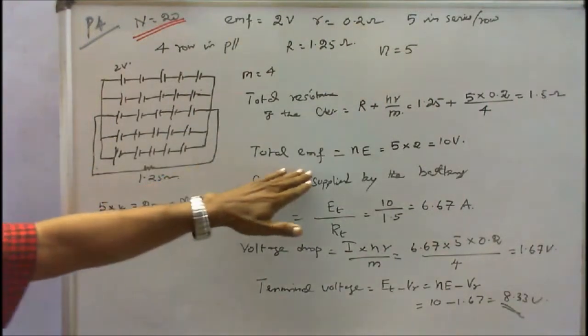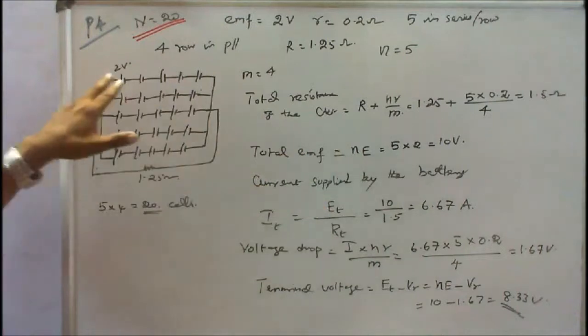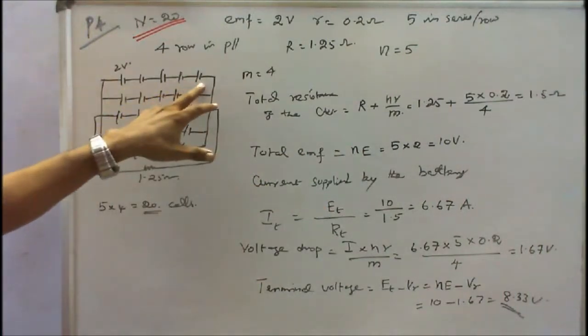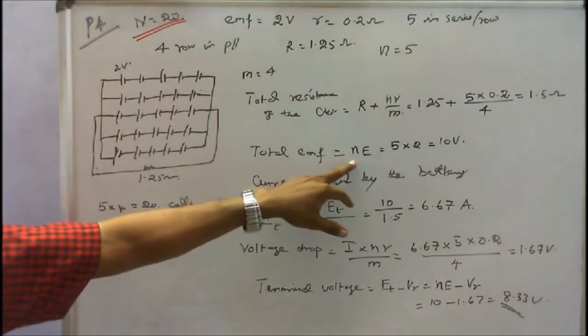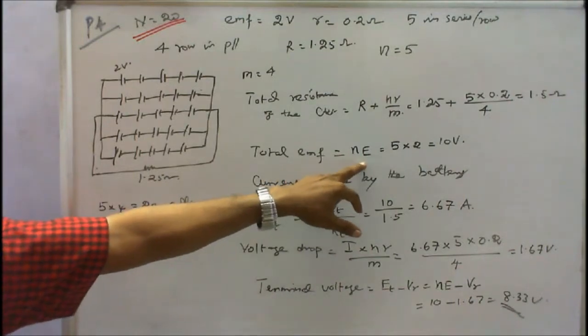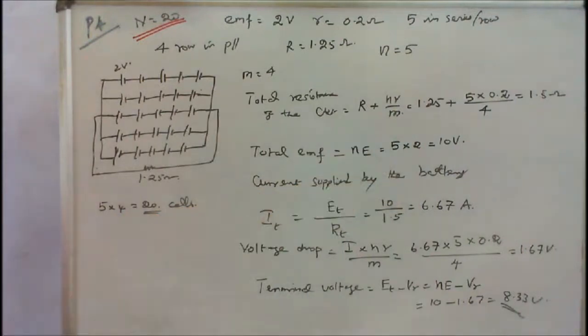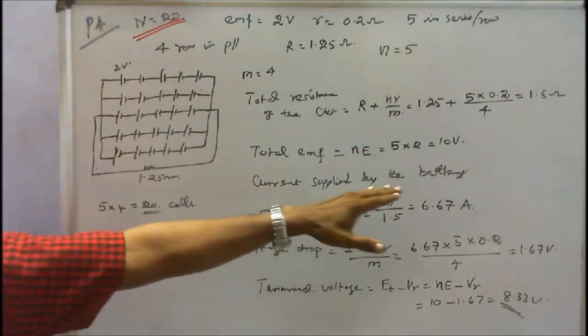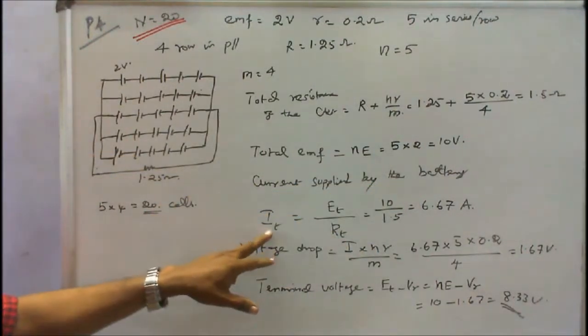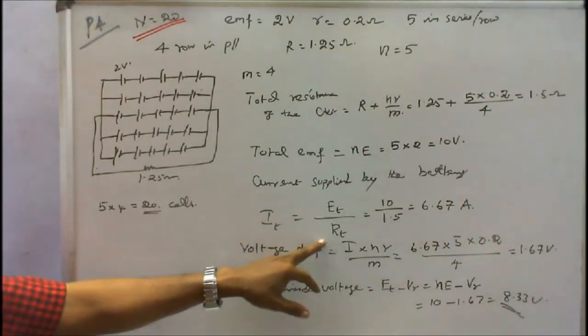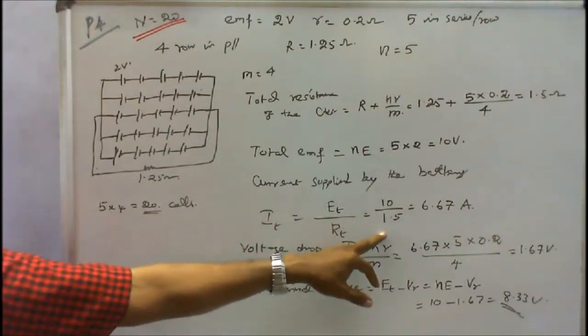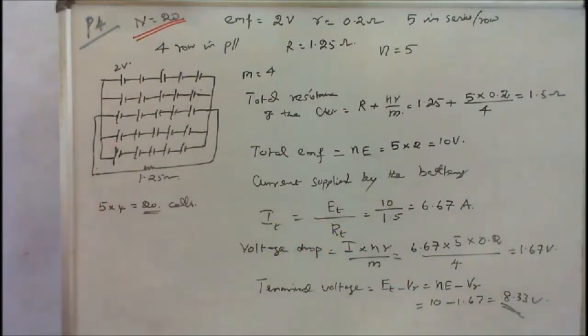Therefore total EMF is equal to n into E, because here 5 cells are in series. Therefore it is 5 into E, each cell EMF is 2 volts given, therefore 10 volts. Therefore current supplied by the battery, total current I_T, is equal to total EMF divided by total resistance, 10 divided by 1.5, that is equal to 6.67 amps.